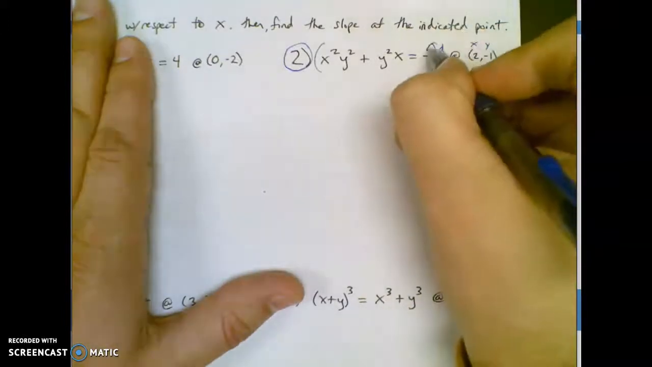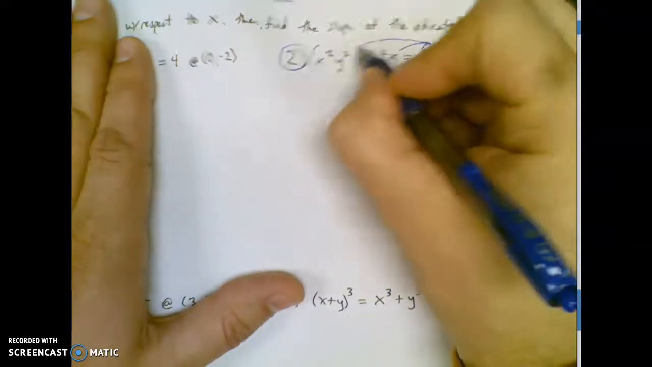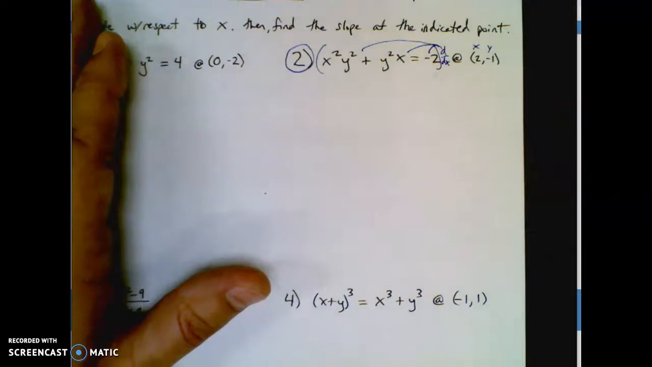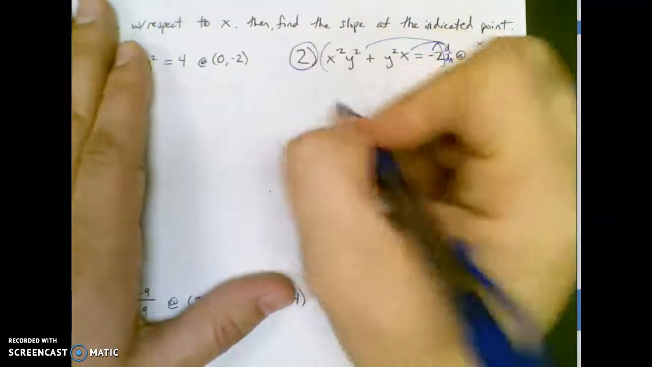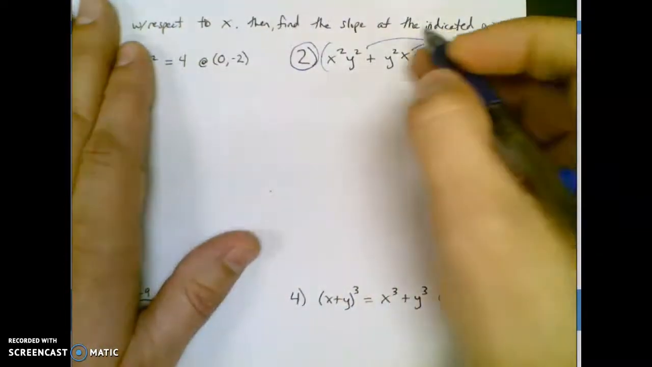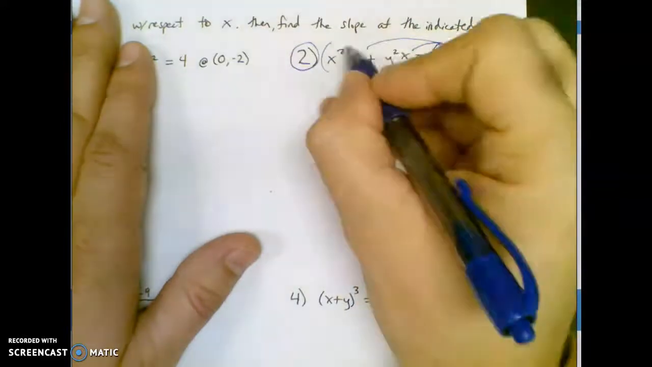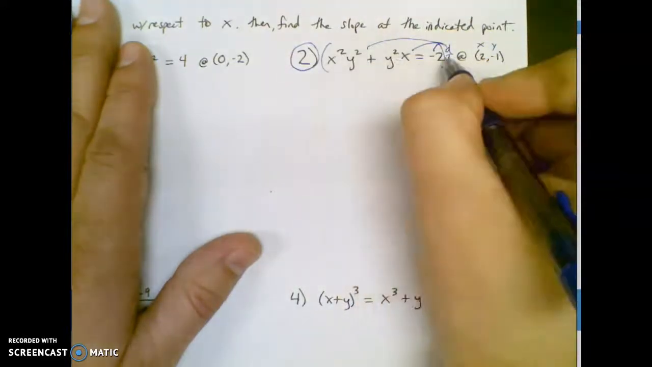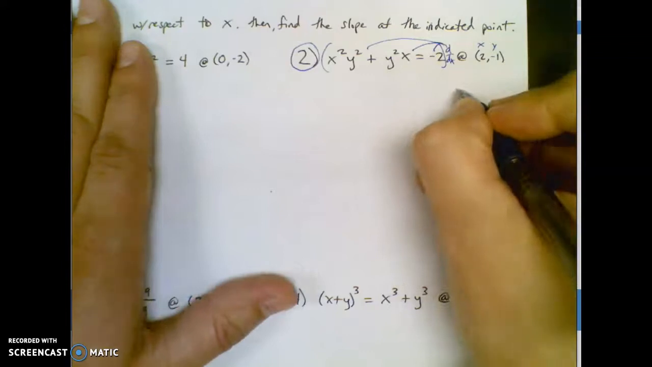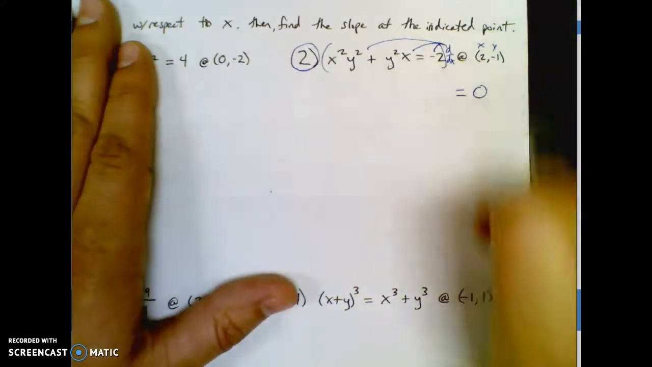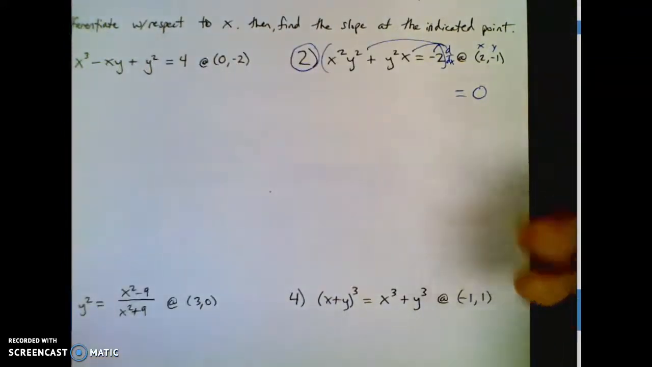x. And in implicit differentiation, if the letters don't match, you have to pay the penalty of a prime. So I'm going to take the derivative of this guy and this guy and that guy. Well, the right side's pretty easy, right? Derivative of negative 2 is 0.